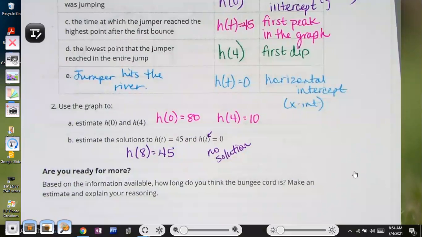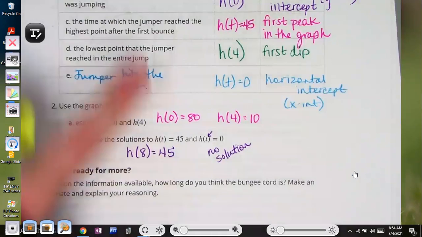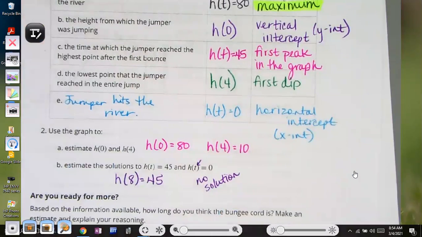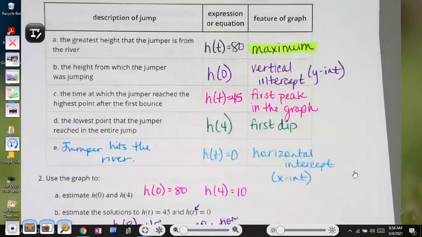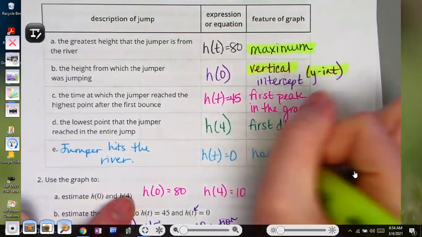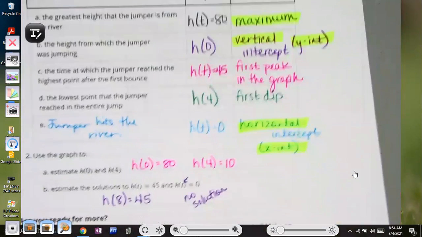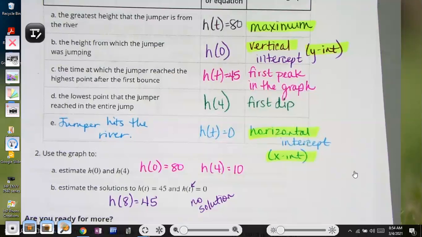All right, so we talked about some important features of graphs in this lesson. We talked about the maximum and the minimum, the minimum being the lowest point and the maximum the highest point. We talked about the vertical intercept, the y-intercept, and the horizontal intercept, the x-intercept, and how those terms can relate to an actual situation like bungee jumping or shooting off rockets. Those are specific points and they have meaning to them.